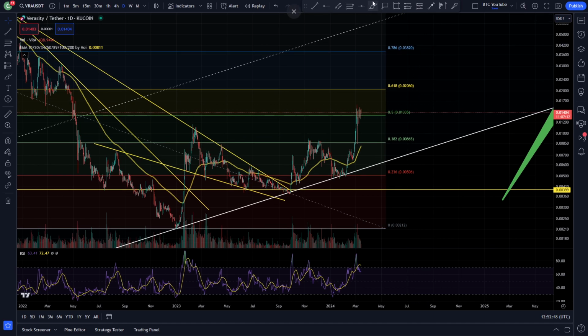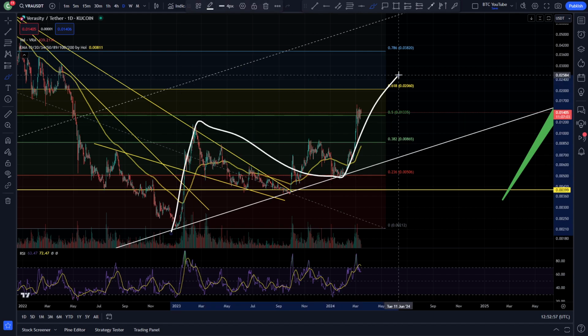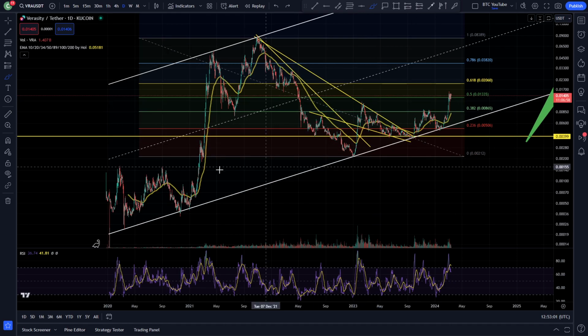Obviously, the halving is next month. Bitcoin's at all-time highs. Things are looking really spicy for a really tasty bull market this time around. Let's see what we can do. But right now, as you can see, the macro structure off the bottom of the bear market for Verasity is looking really solid, in my opinion.